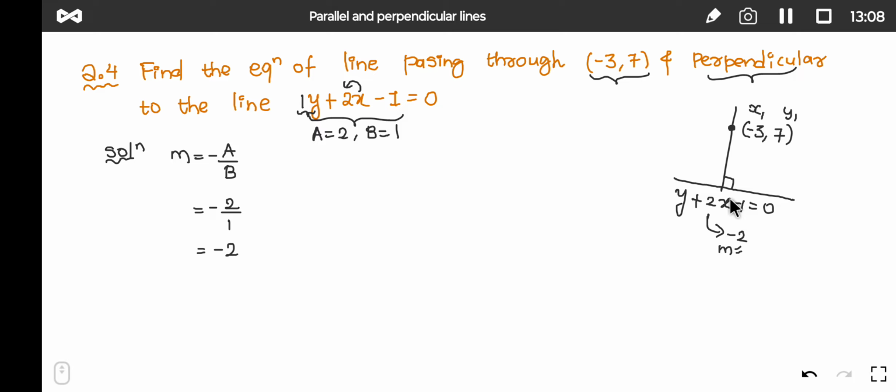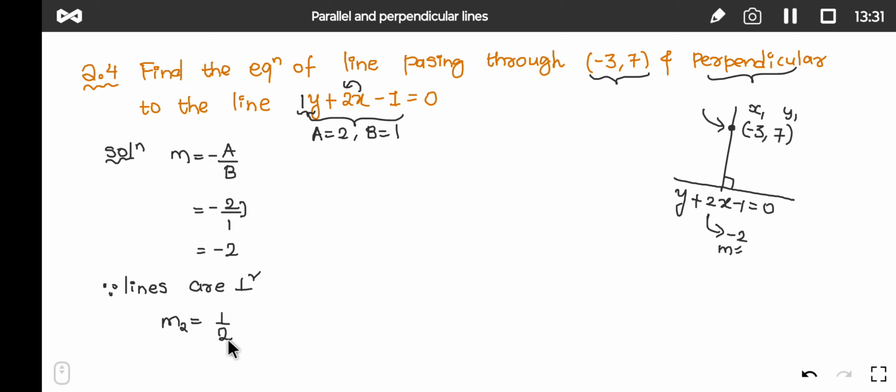We have to find out the slope of the other line, which is perpendicular. So we know the result. Since lines are perpendicular, how do we find the slope of the second line, m2? Take the reciprocal of this 2. So the reciprocal of 2 is 1 upon 2. Otherwise, you can take the reciprocal of 2 by 1, which is 1 by 2, and here the minus sign is there, so change the sign, so minus becomes plus. So this is our slope of the second line.